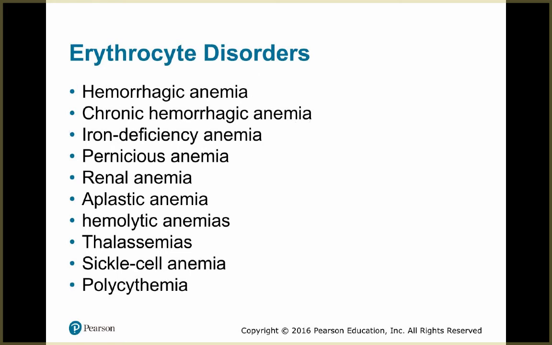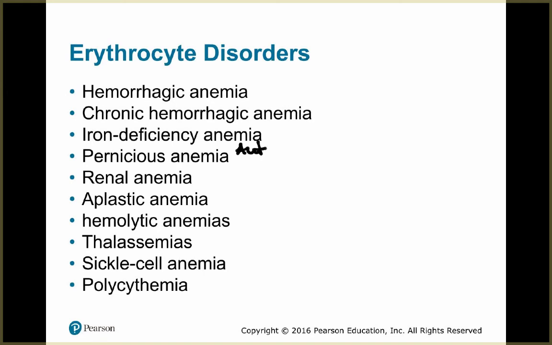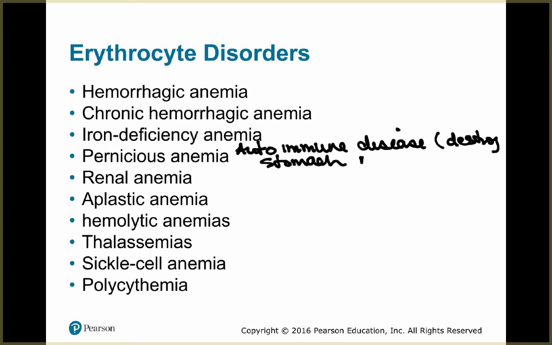Okay, so I'm going to read. Pernicious anemia. This is an autoimmune disease. And this basically is going to destroy the stomach mucosa that produces intrinsic factor. Intrinsic factor is needed for B12 absorption.